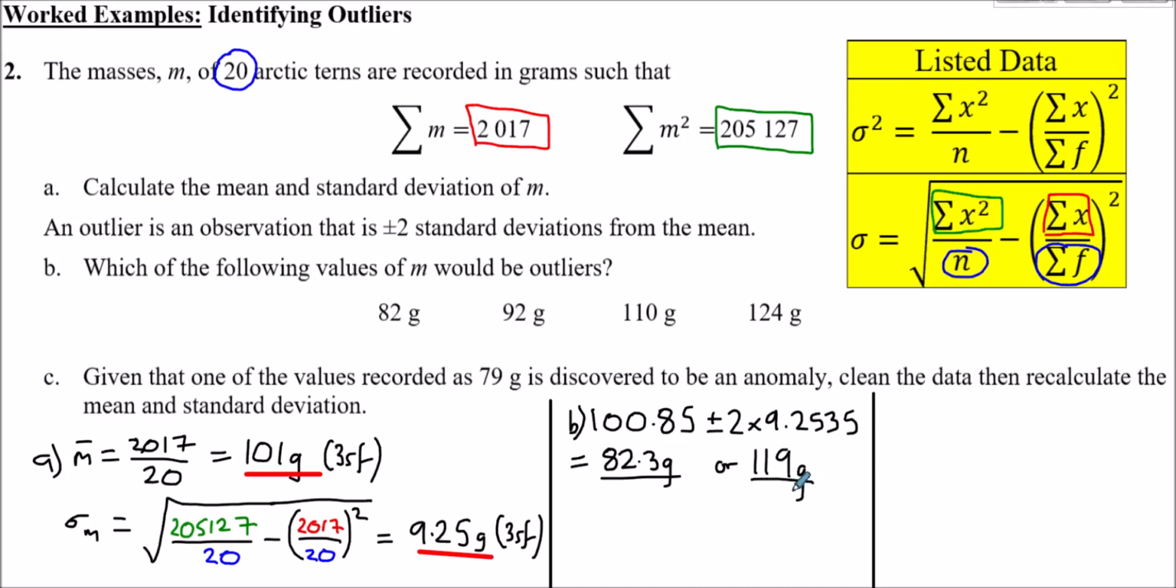So any outliers are any values which are below 82.3. So for that reason, 82 is an outlier. And also anything over 119 is also going to be an outlier. So 124 is above 119. So for that reason, 124 is an outlier as well. So we can say, therefore, 82 grams and 124 grams are both outliers.